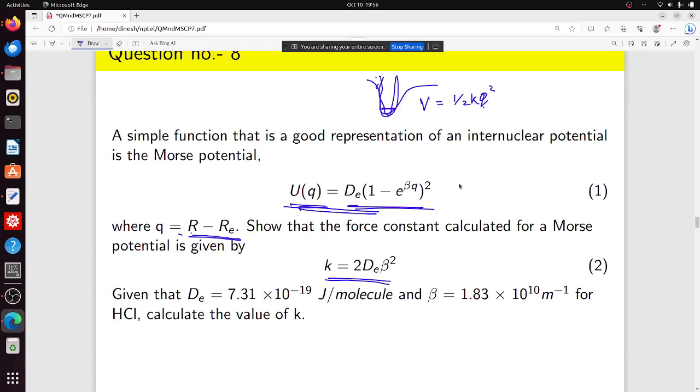So the exact potential can be given by this Morse potential. Around this minimum, this Re, we can always approximate this potential to be a simple harmonic potential, right? If some small oscillation is happening, then the potential we can write as half k q square.